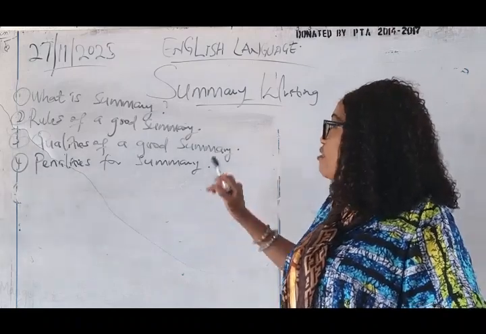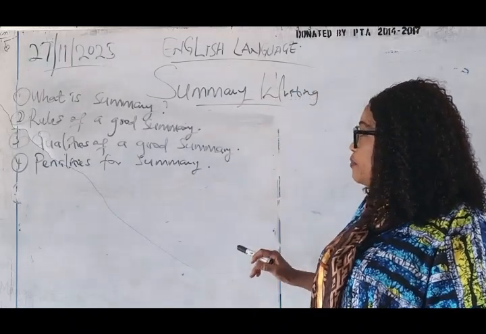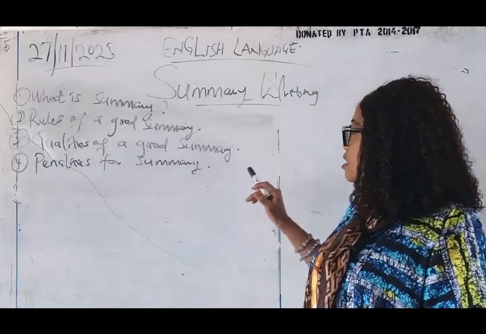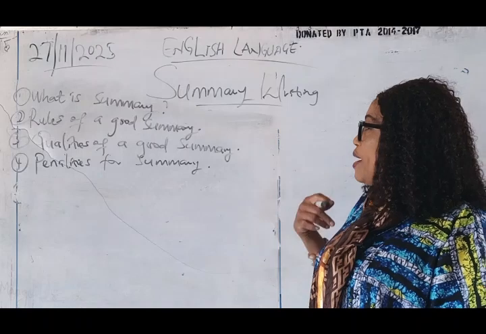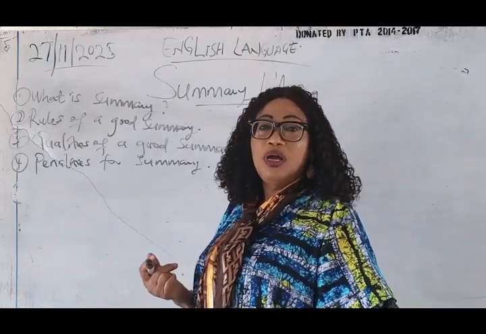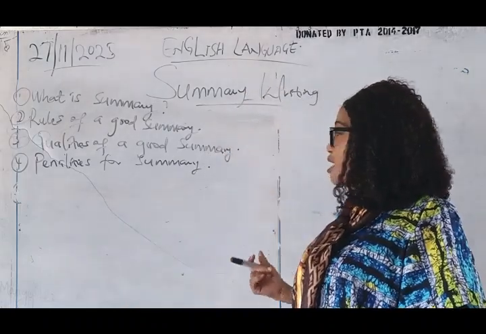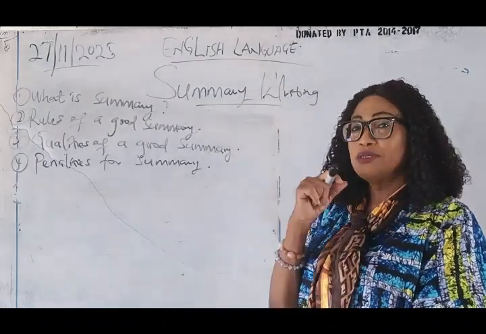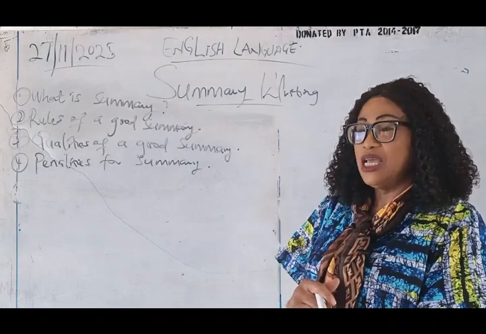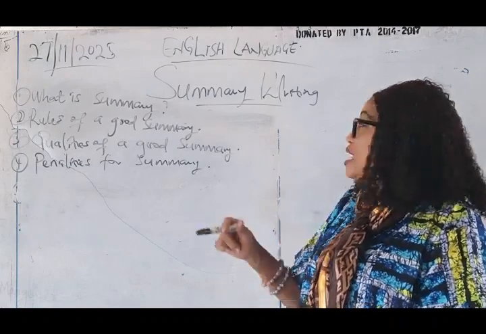Here on the board, I have what is summary. We're going to look at the rules of a good summary, the qualities of a good summary, and then the penalties for summary, because there are penalties. When we mark WAEC and NECO, there are things that you're not expected to do as a student, because when you do that, you're going to be penalized, and it will definitely affect your scores in summary writing.